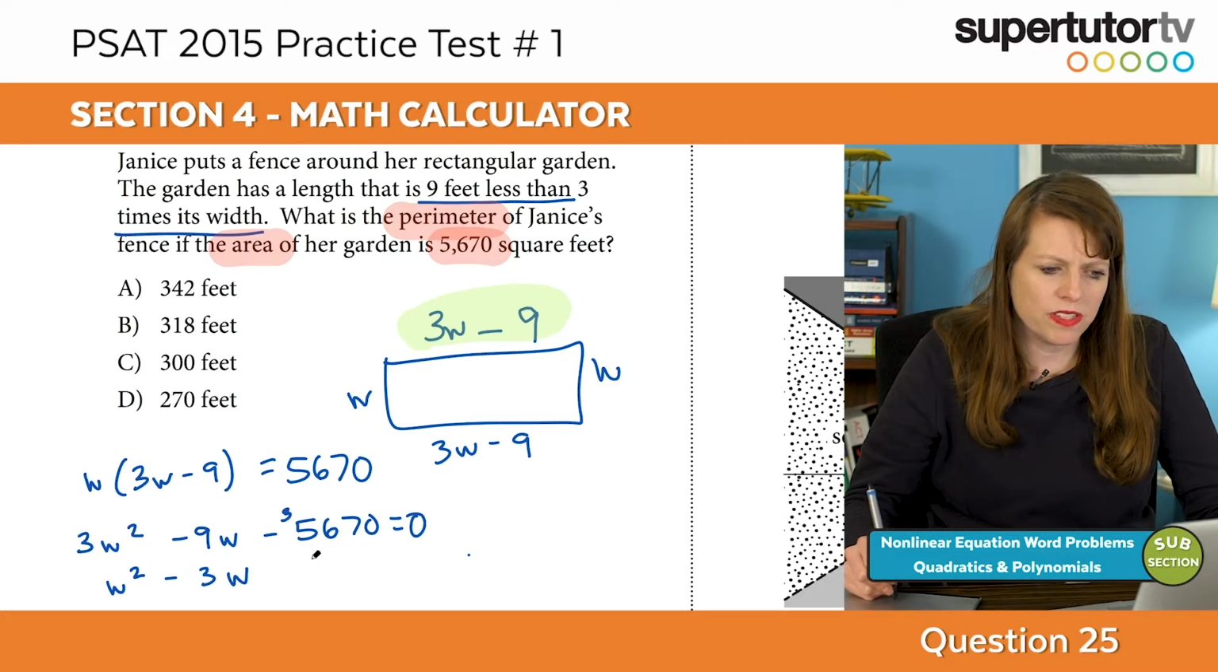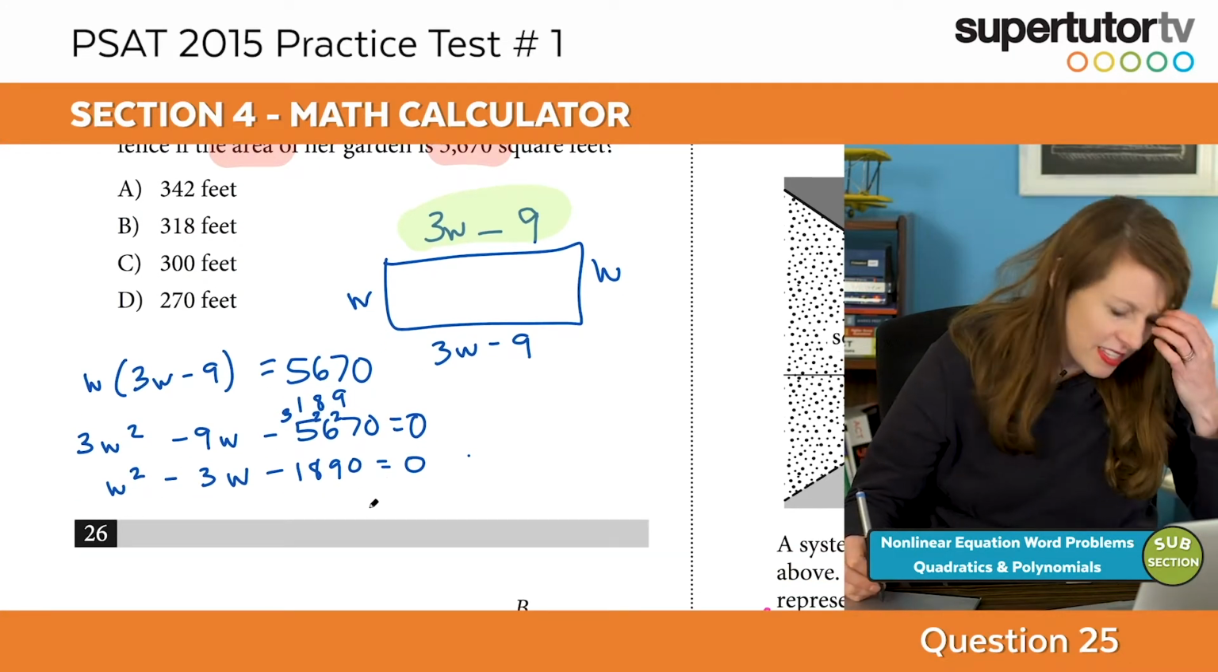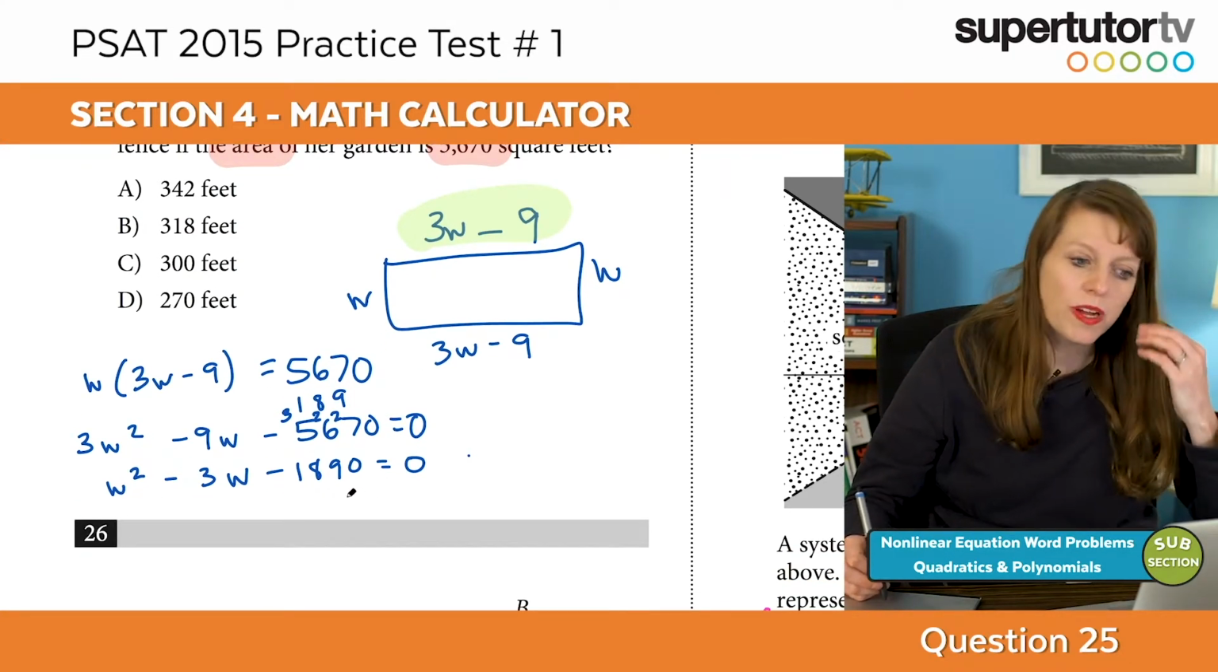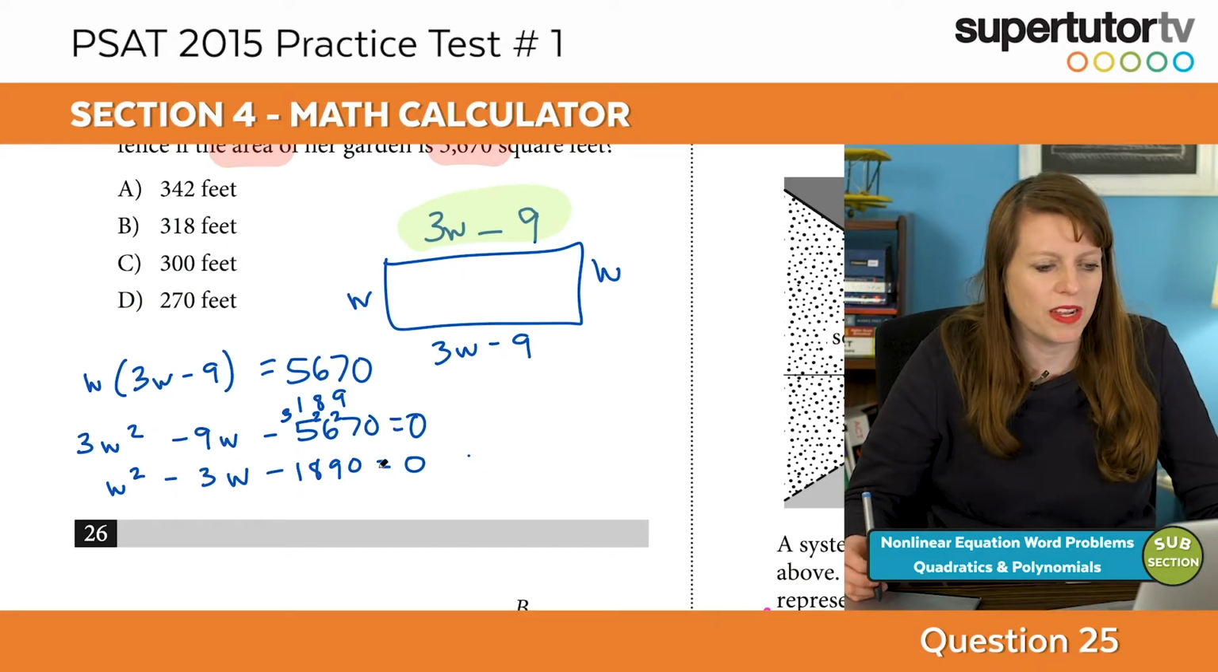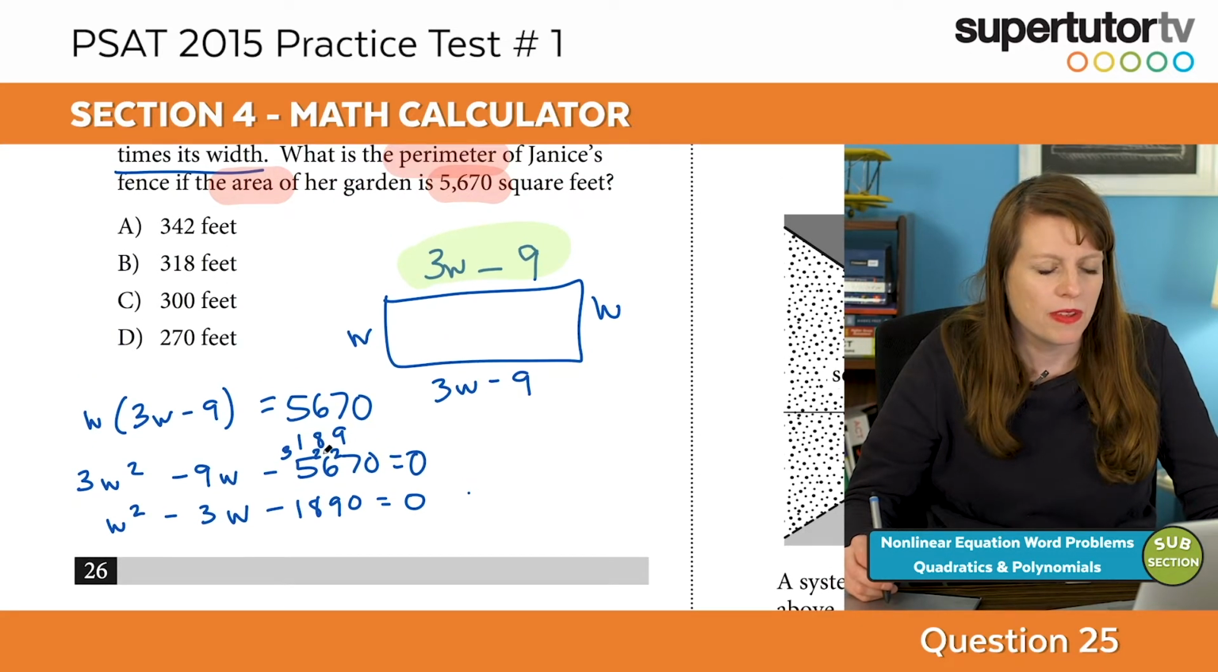And then 3 goes into 5 one time, into 26 8 times, and into 27 9 times. So this is 189.0. So this is minus 1890 equals 0. So you could also do this and then try to figure out, okay, what 2 things multiply together to be 1890 that are 3 apart, something like that.